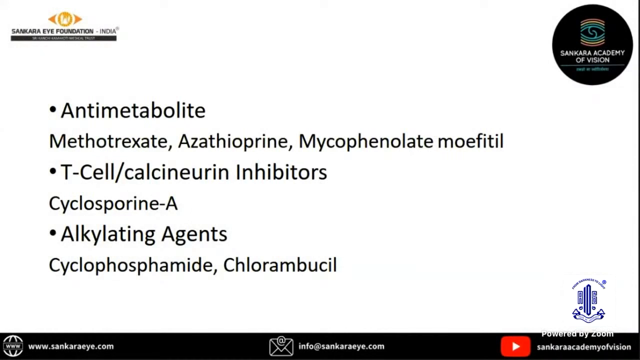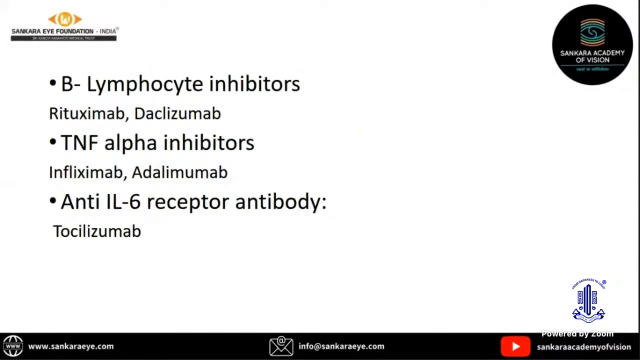They're limited. I mean, we can try methotrexate, azathioprine, T-cell inhibitors such as cyclosporine A, alkylating agents such as cyclophosphamide, also B lymphocyte inhibitors such as rituximab, TNF-alpha inhibitors like infliximab, adalimumab. And there's been a study now where they've shown tocilizumab, which is an anti-IL-6 receptor antibody, to also have good response in patients who are refractory to steroid therapy.